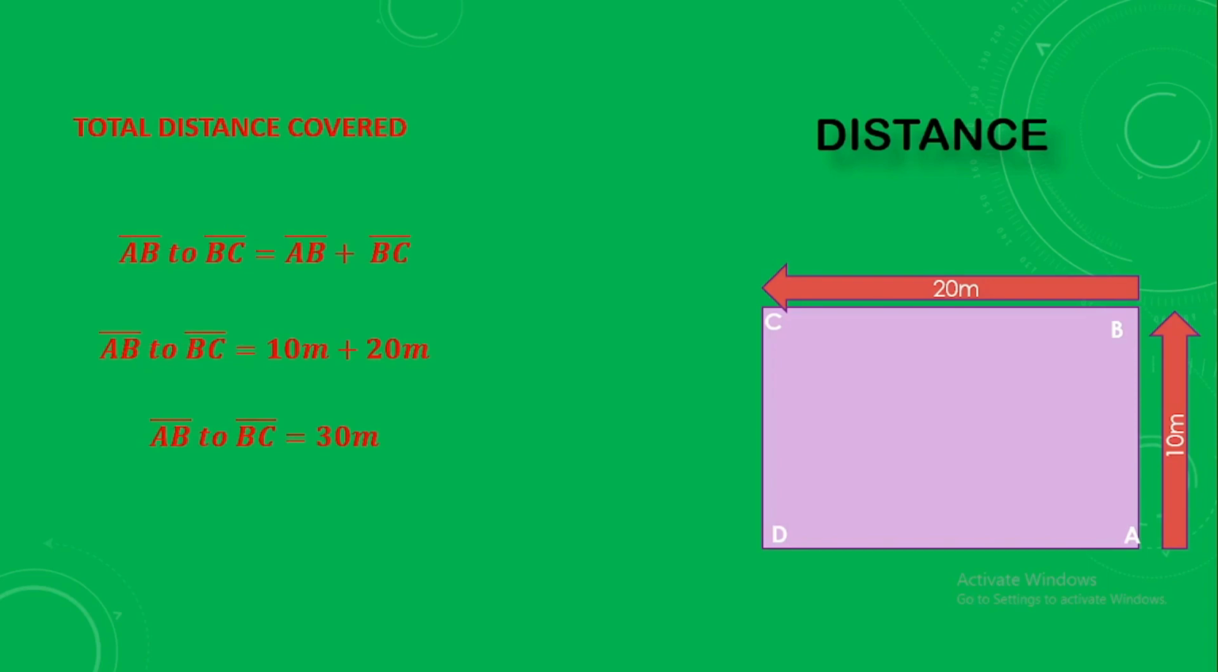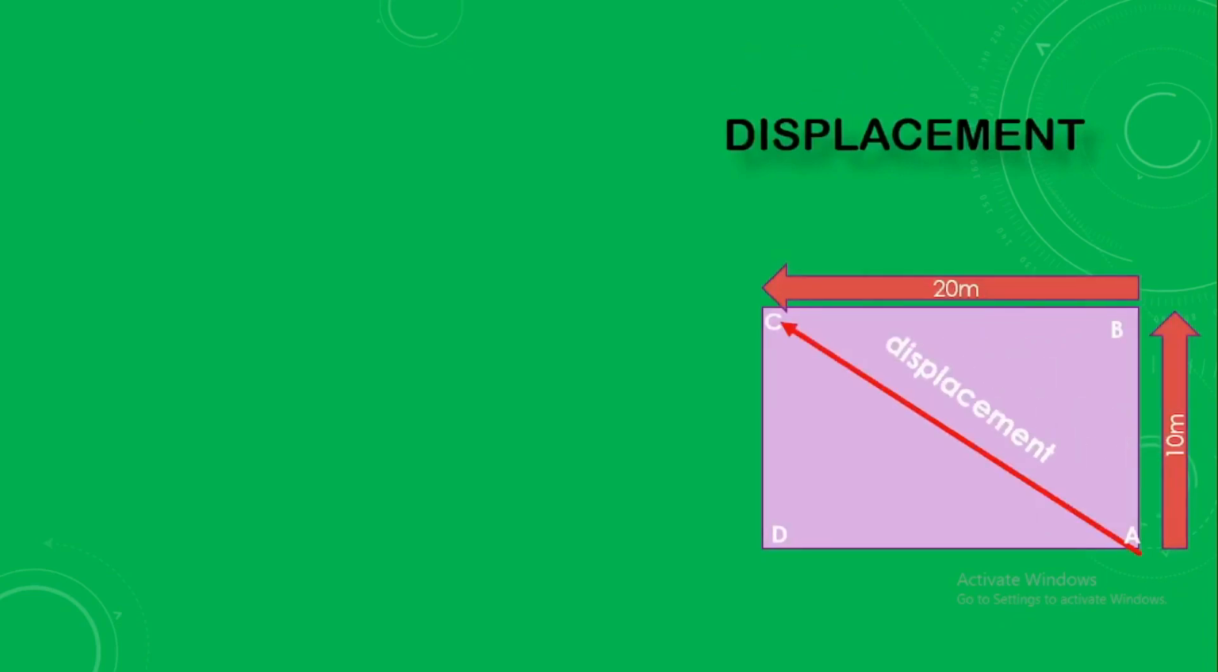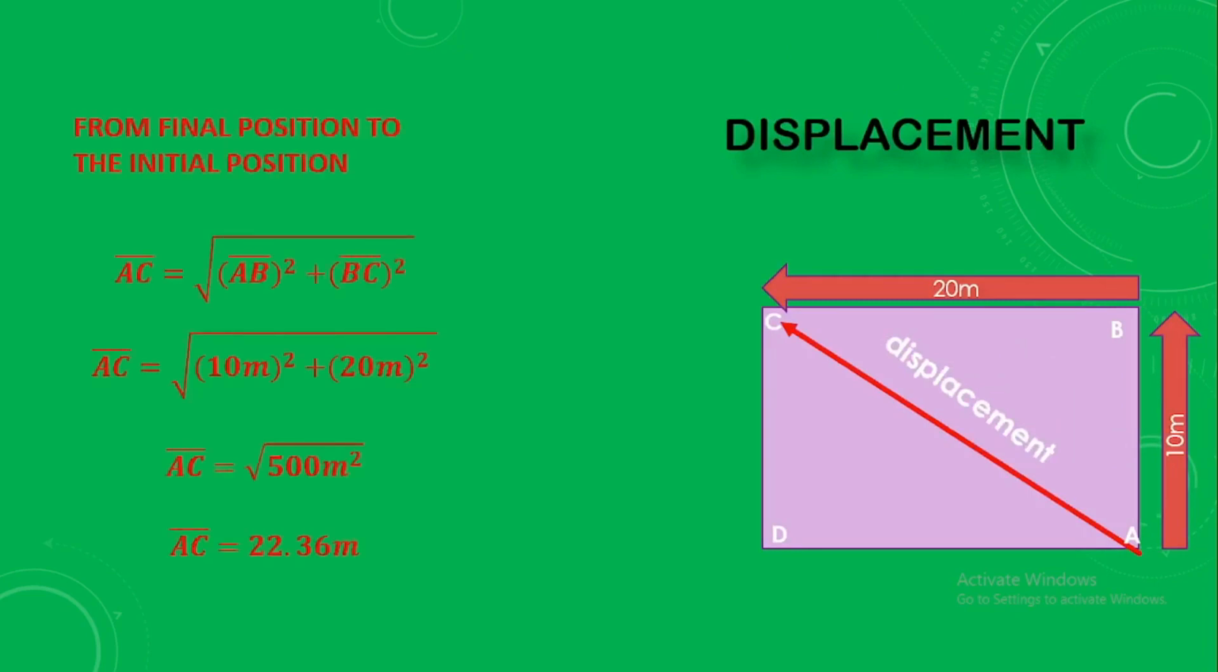But if we are asked to find the displacement from point A to point C, we need to draw a straight line from point A to point C and measure this directed distance, and it is the displacement from point A to point C. We use the Pythagorean theorem to solve for the length of the directed distance or the displacement from point A to point C.